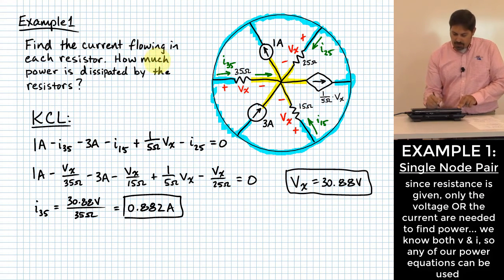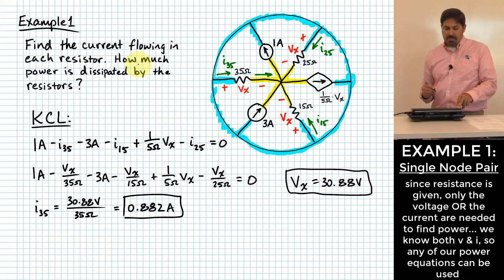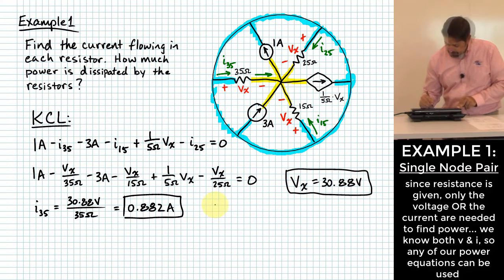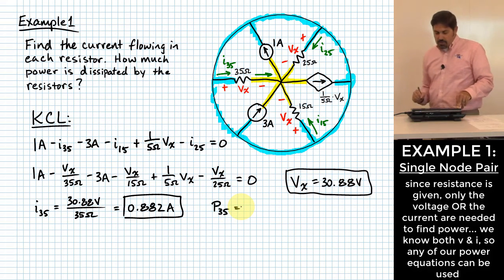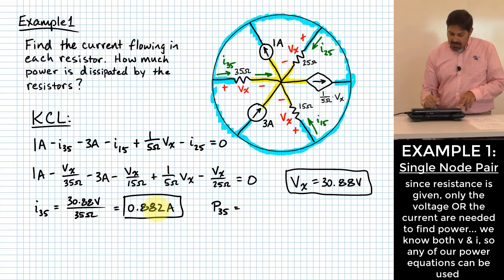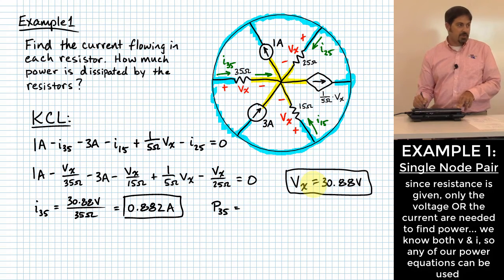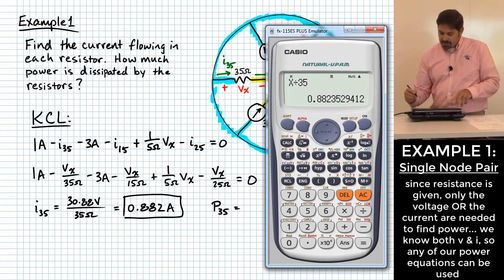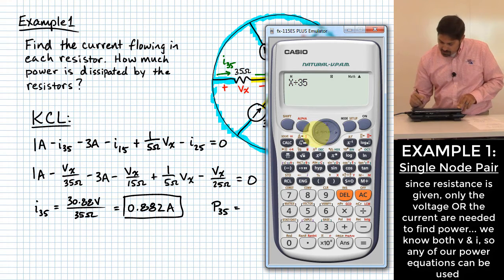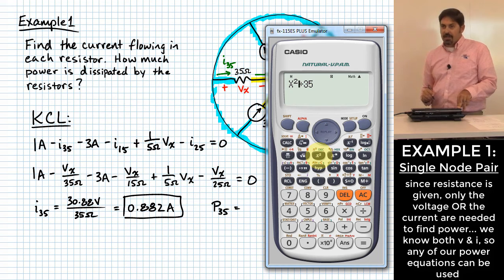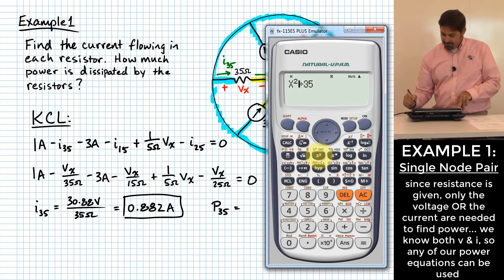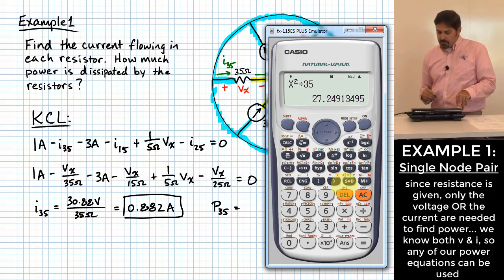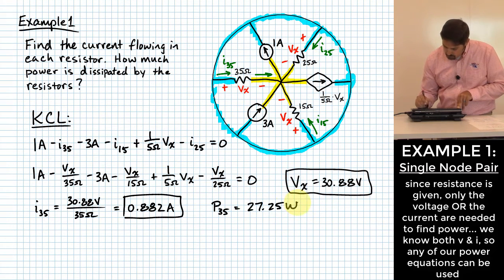What else does it ask for here? It says how much power is dissipated by the resistors. How do I find that for the 35 ohm resistor? Let me call it P35. You could do P is equal to IV. Since we now know I and we know V, we certainly could do that. What other relationships could we use if for some reason we didn't know those? It actually works out very similar to what I just did, the only difference being I would square that voltage and then divide by the resistance. 27.25 or so watts.